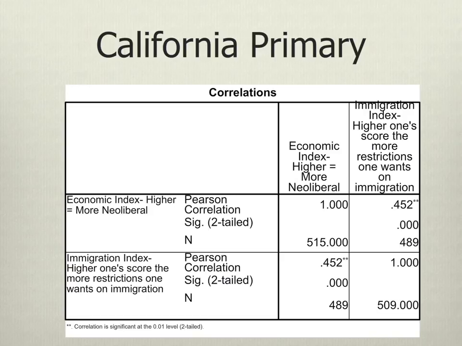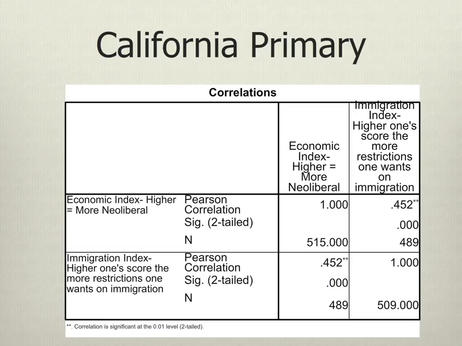Here's another example from a survey from one of the California primary elections. In this case, I created two indexes, one of economic liberalism. The higher one was, the more neoliberal or conservative one was. I also created an index for how one felt about immigrants. The higher one scored, the more restrictions one wanted on immigration.